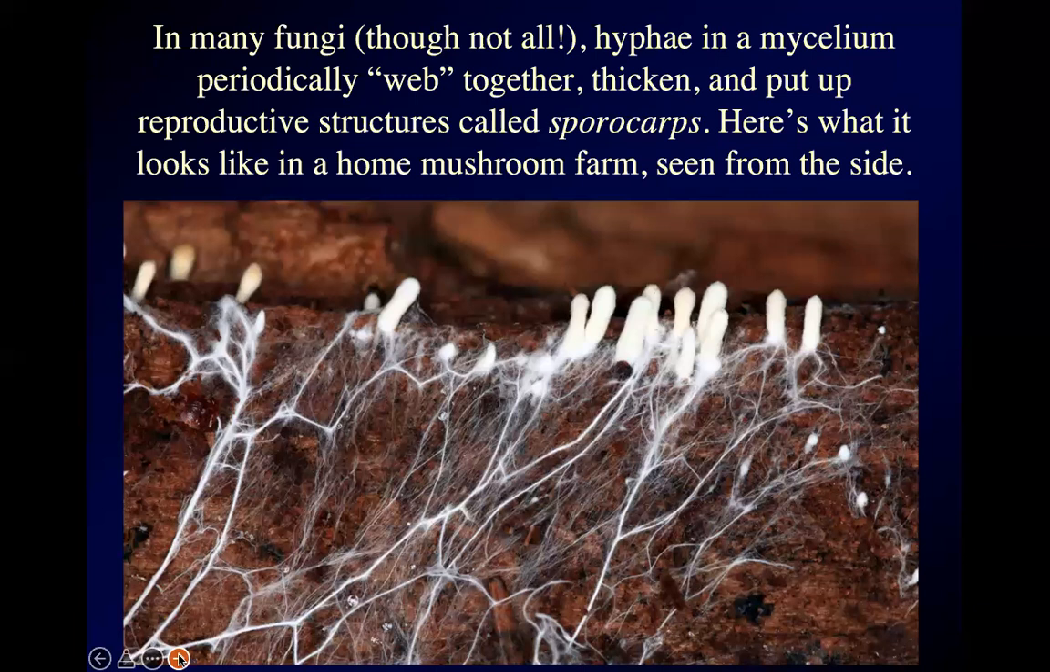But in many fungi, the hyphae will, as they grow, periodically start forming this kind of tight tangled webbing together, and that web will thicken and put up a reproductive structure called a sporocarp. And what you're looking at here is a home mushroom farm seen from the side.